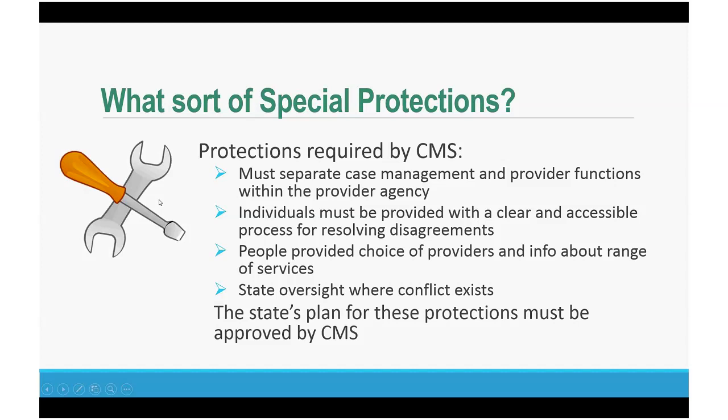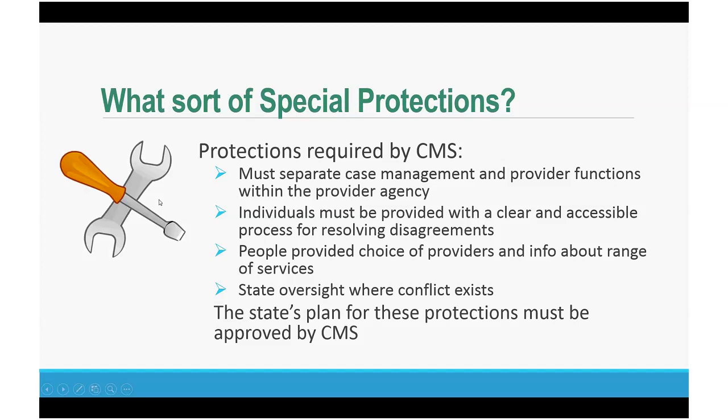They have also required that there's a very clear and accessible process for resolving any disagreements. This is something that we actually do currently have in place already in Vermont, which is our grievance and appeals process. So that's something that's already in place. They also require that people are provided choice of who their providers are and information about the full range of services that are available to a person.